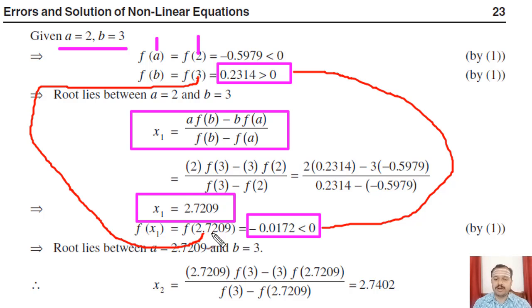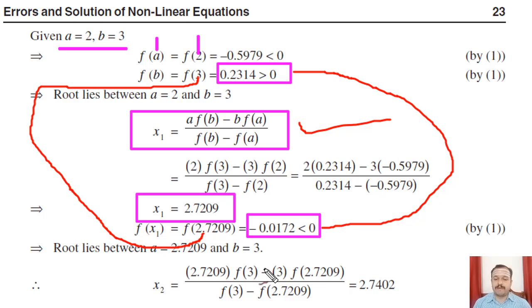So therefore, we consider the smaller value as a, that is a equal to 2.7209. We are considering b as the higher value, that is 3. So the root is in between these two, therefore a is to be chosen as this new value, b as its old value 3, and we have to use the same formula again, with the new value of a and the same value of b.